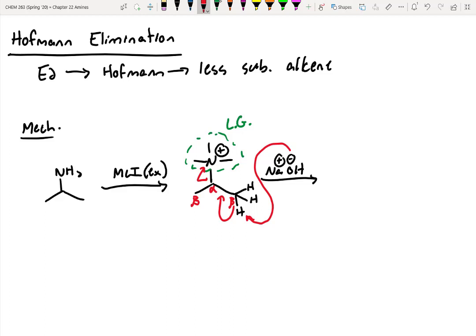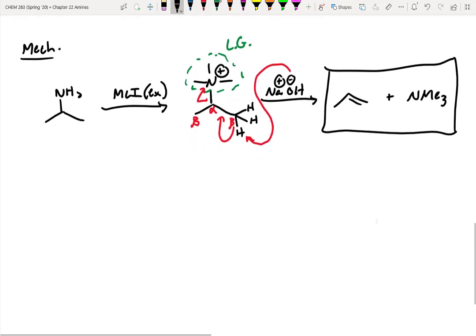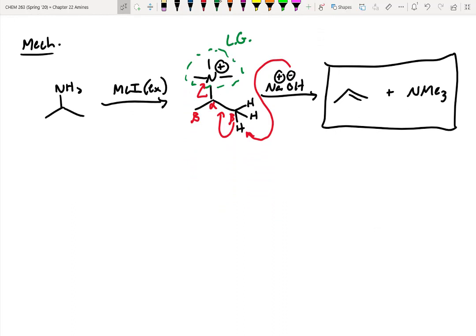And when we do that, we can make our alkene. And then our leaving group, like I said, is going to be neutral. So NMe3, our trimethylamine, is going to be our leaving group. All right, so this is the whole idea behind the Hofmann elimination, at least with amines, is you can purposely over-alkylate an amine using an alkyl halide and then treat it with a base like sodium hydroxide.